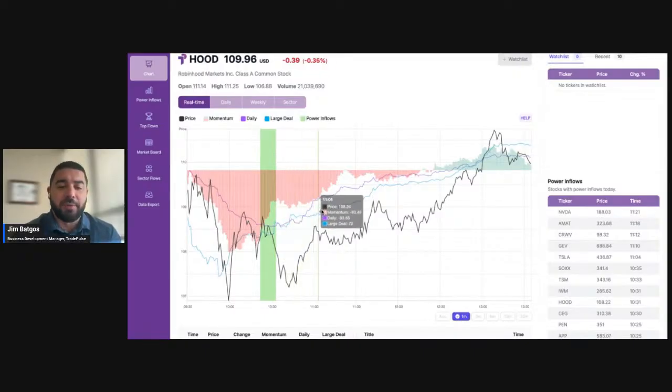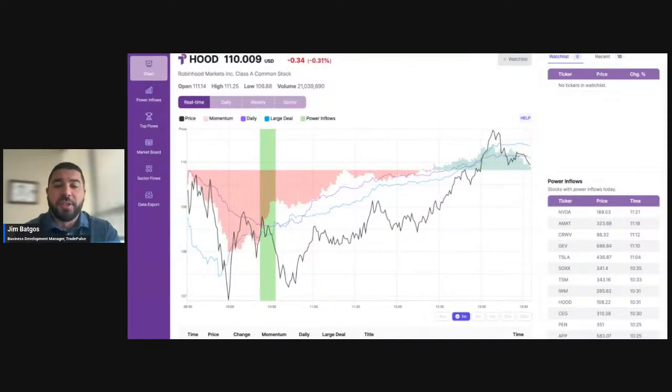And if you can see that light blue line, kind of running tangent almost with that black line being the price. So that light blue line is called large deal flow data on our platform. So this is capturing really all the big money that's been coming in for Robinhood on the day. So typically your mutual funds, hedge funds, those type of orders, really anything $100,000 or more is what's quantified there.